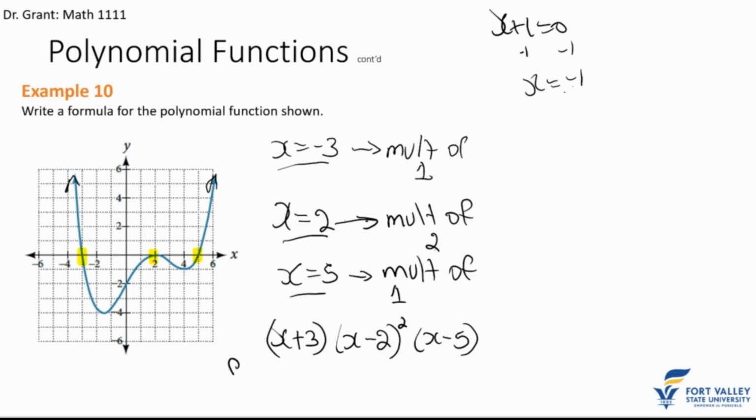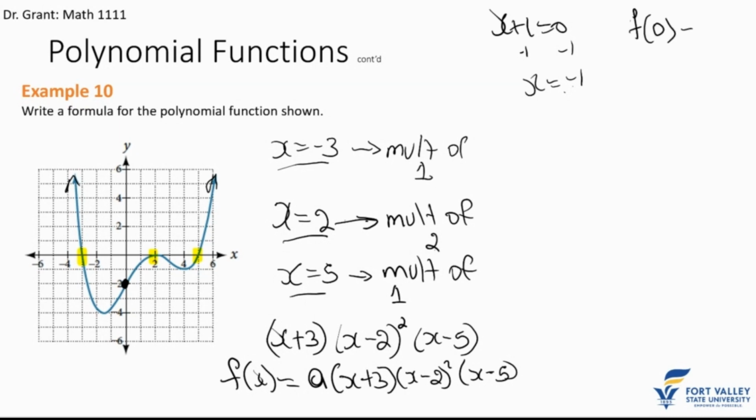If I were to put everything together so far, f of x equals, I don't know what my coefficient is, so I'm going to put a. It's going to be a times (x plus 3), (x minus 2) squared, and (x minus 5). But we can figure out what a is. How can we figure out what a is? Well, we have here the y-intercept, and basically that means f of 0, when x is 0, is -2. So I can plug that in.